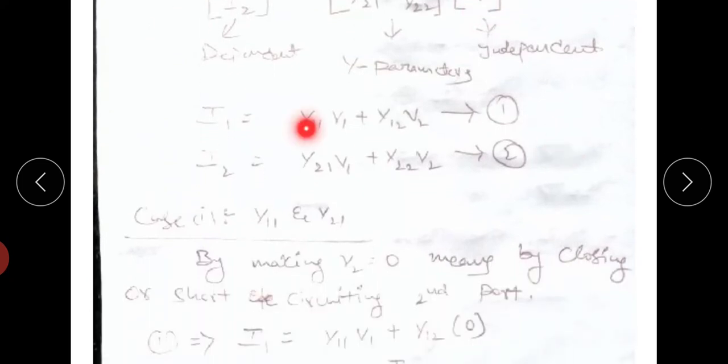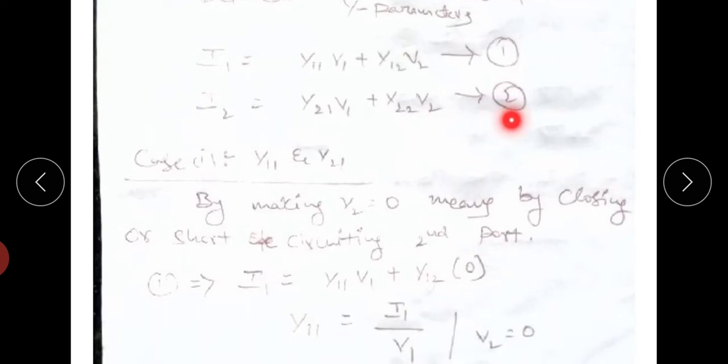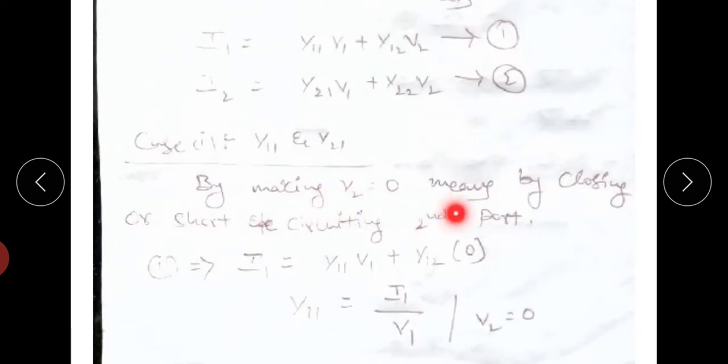So in equation form, by matrix multiplication we can find the I1, I2 equations. So I1 equals Y11 V1 plus Y12 V2. Similarly I2 equals Y21 V1 plus Y22 V2. Equations 1 and 2. Here we can find Y11 and Y21 by making V2 equals 0. V2 means second port voltage, which is 0 in short circuit condition. So in order to set V2 equals 0, the second port should be short circuited. By closing or short circuiting the second port, V2 becomes 0.